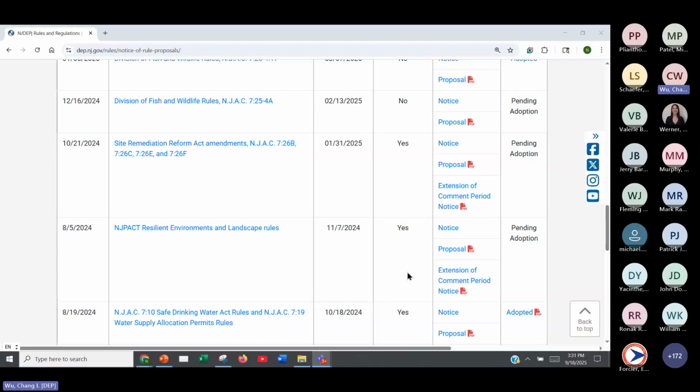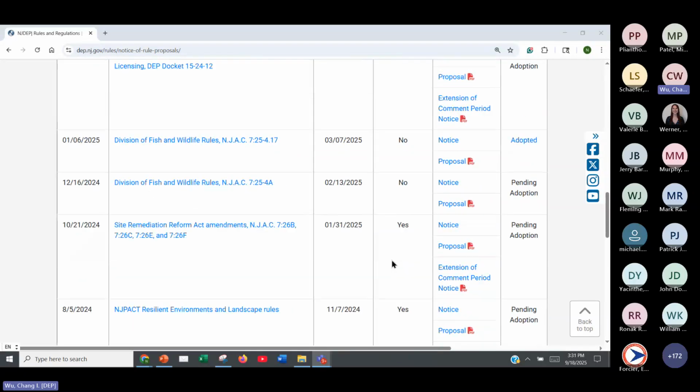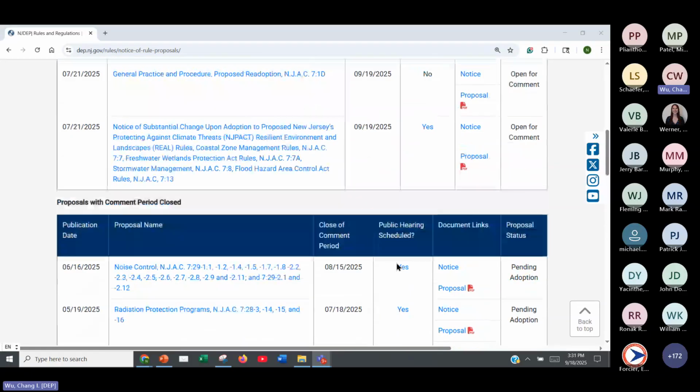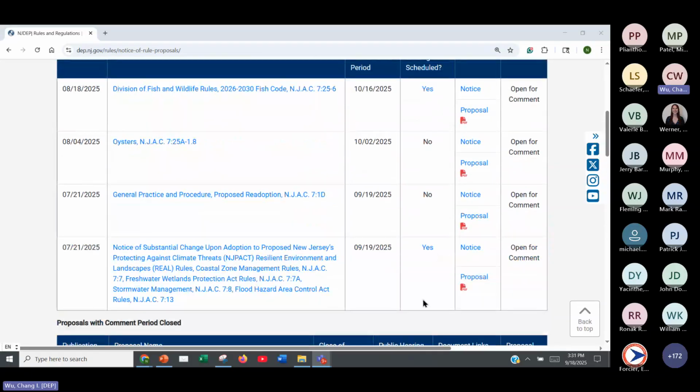After that, we received substantial amounts of comments, and some of the comments were really good ones. So we reconsidered and made some changes to the rule proposal, which leads to a substantial change upon adoption to the proposed NJPACT rules. So there is a second set of the rule proposal on July 21st, 2025, and the comment period will end tomorrow.